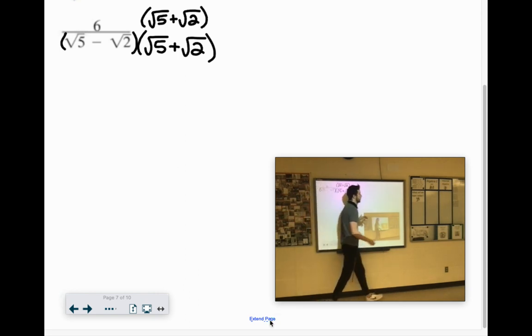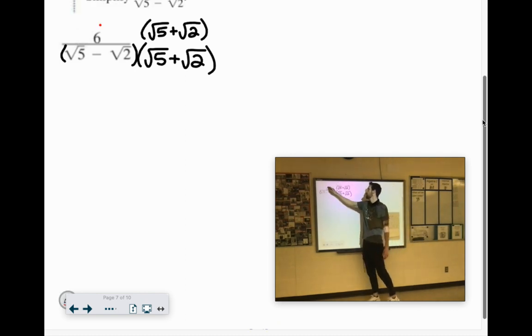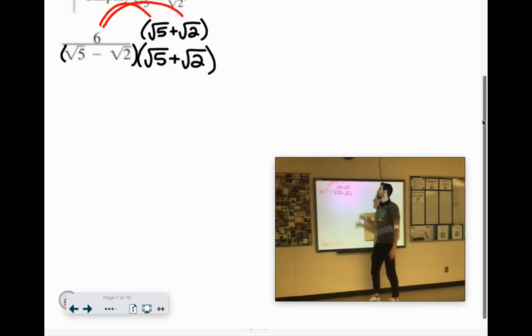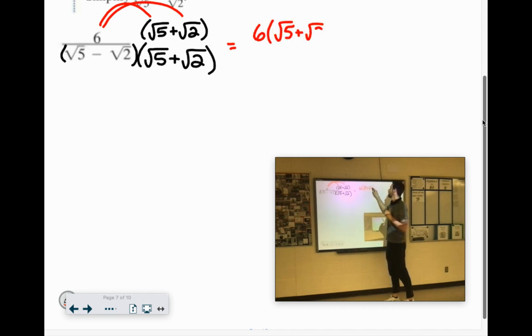Now, you might want to distribute there. You might want to start multiplying the 6 by both of those things. I understand. I would recommend holding off on that. So let's write it like this. 6 parentheses root 5 plus root 2. We can always do that later if we need to. But let's handle the denominator.